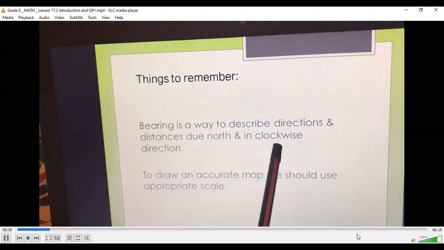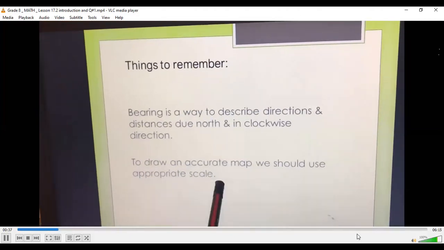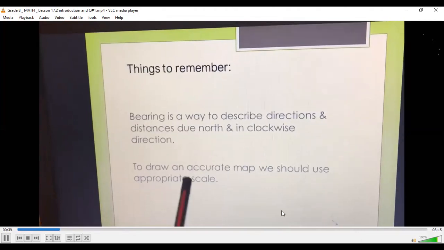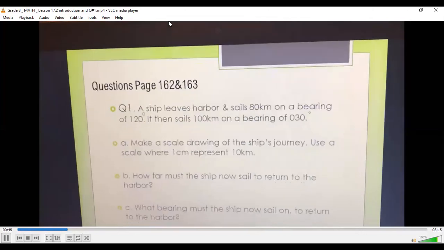Second thing, to draw an accurate map, we should use an appropriate scale. Of course, we use the scale when we talk about how we can draw maps. Now we will start with the questions from our book, page 162 and 163.